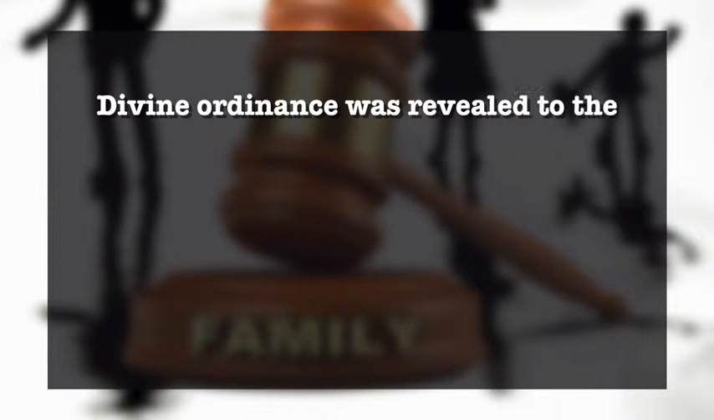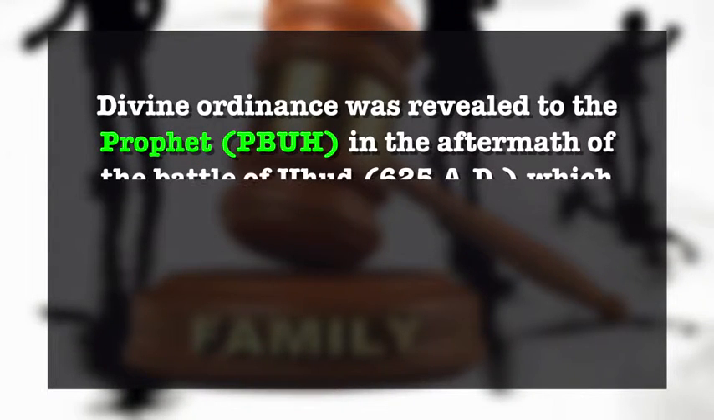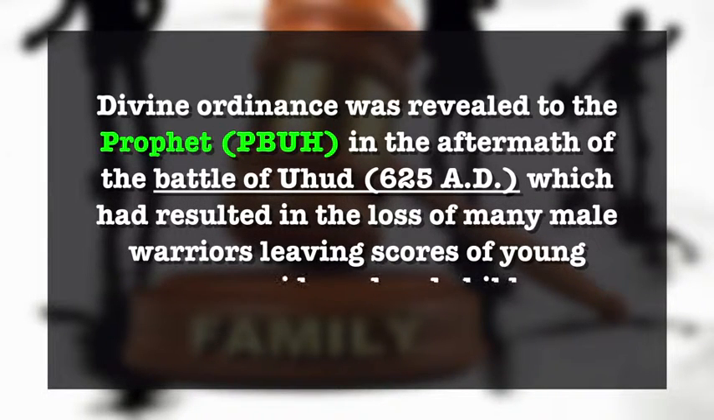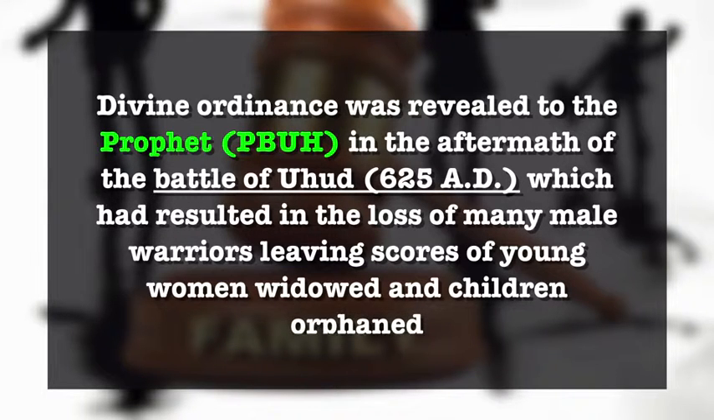Furthermore, the context in which the above mentioned Quranic verses were revealed also demonstrates their pragmatic nature. The divine ordinance was revealed to the Prophet, peace be upon him, in the aftermath of the Battle of Uhud, 625 AD, which had resulted in the loss of many male warriors, leaving scores of young women widowed and children orphaned. Polygamy as an institution could arguably serve to protect those women who would otherwise be condemned, discarded, or abandoned in the society through the operation of divorce or nullity laws.